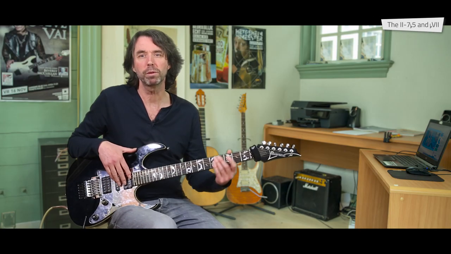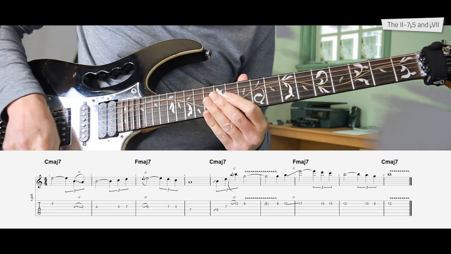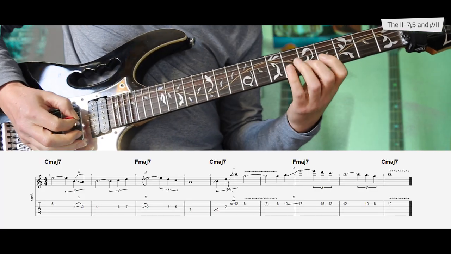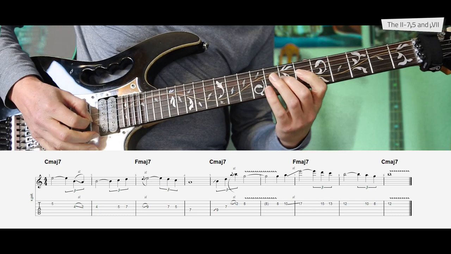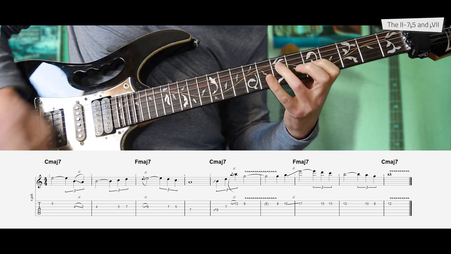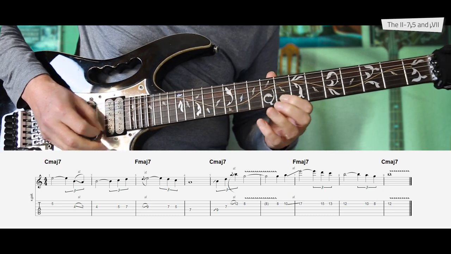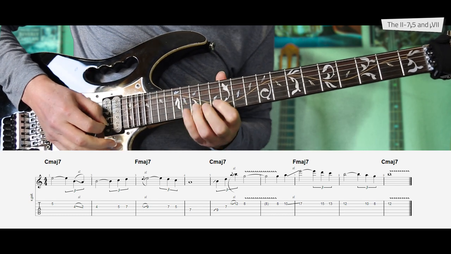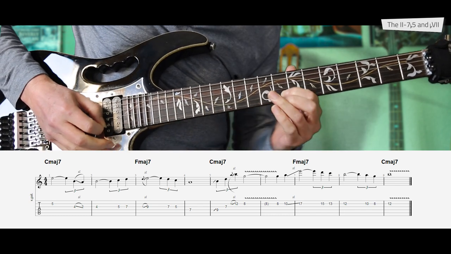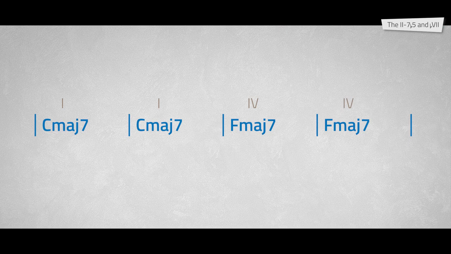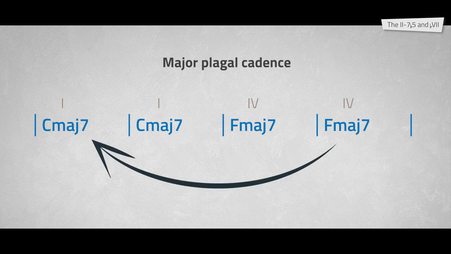Let's take this super straightforward progression in the key of C major. This major chord progression is constructed from a tonic, C major, and a subdominant, F major. By the way, this is called a major plagal cadence, because the subdominant resolves directly to the tonic. Just some knowledge for fun.